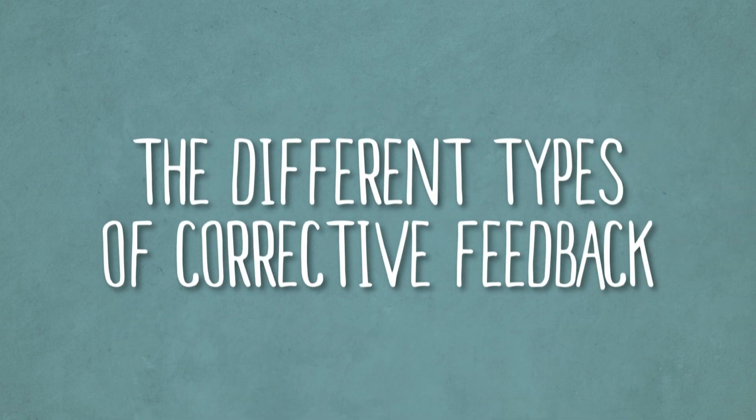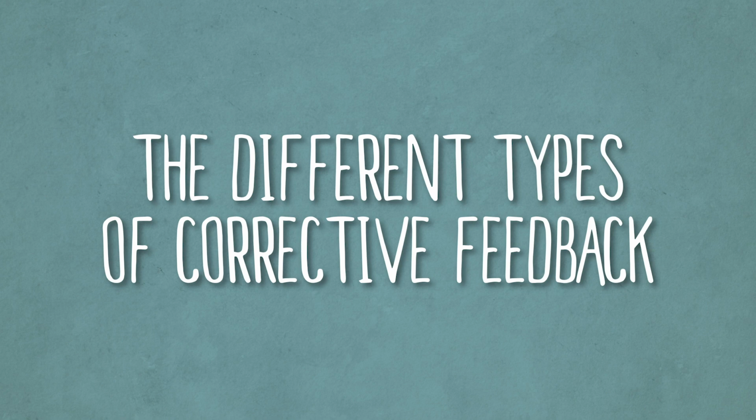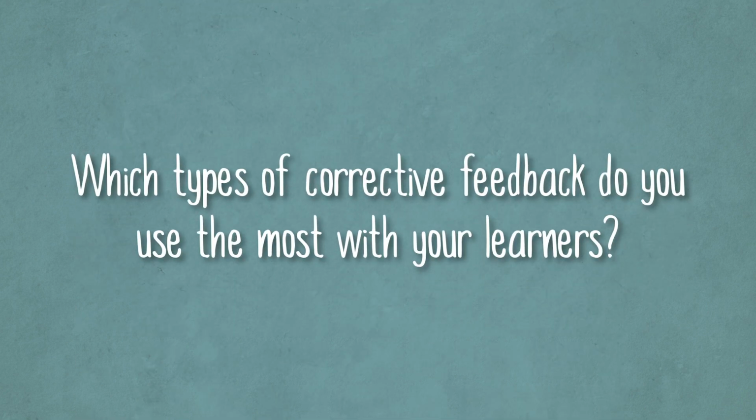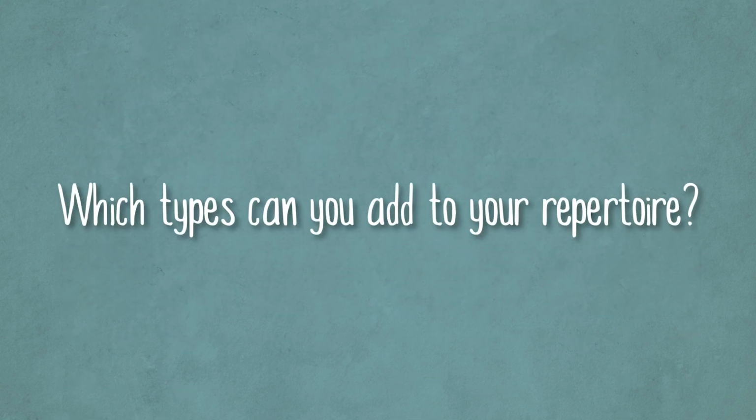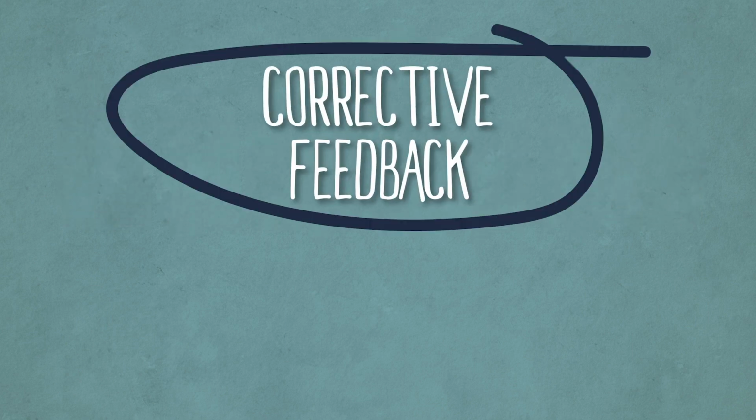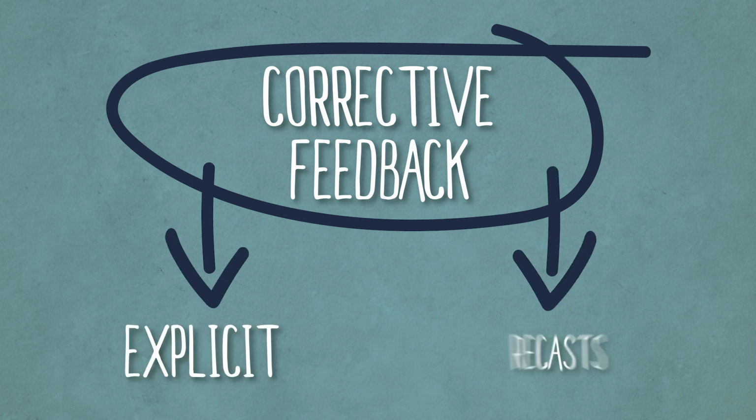Now we will talk about the different types of corrective feedback. Are there some techniques that you use more frequently with your learners? Are there others that you might be able to add to your repertoire? The types of corrective feedback that provide learners with the correct form are explicit correction and recasts.